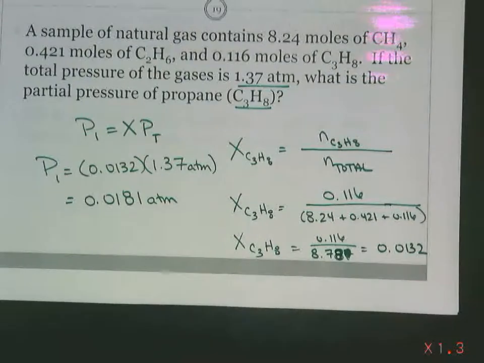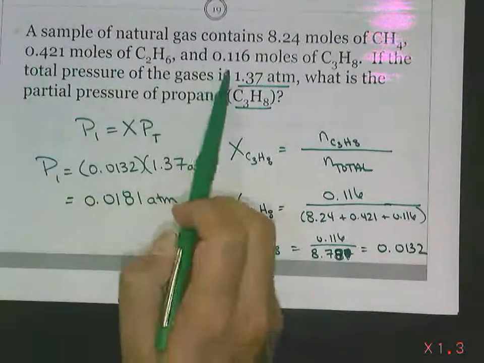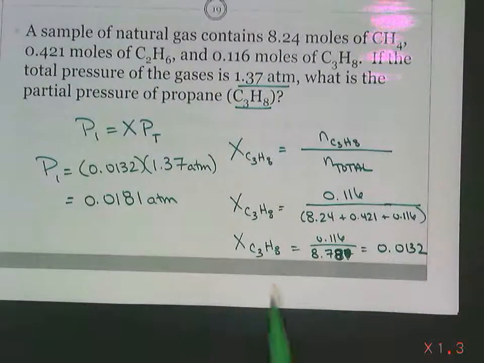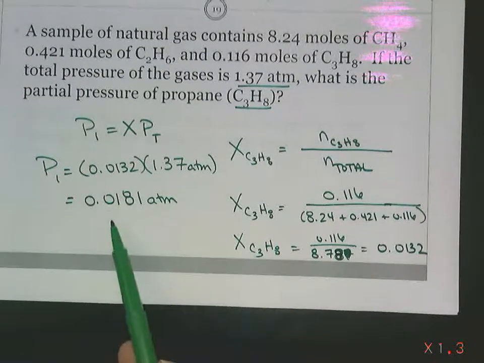Looking at the 3 components, the 8 moles, the 0.4 moles, and the 0.116 moles, is the C3H8 the greatest contributor or the least contributor in terms of moles? Right, least contributing number of moles, which makes sense why it gives very low pressure compared to the others. All right, you want to do another one or move on? Do another one? Okay.